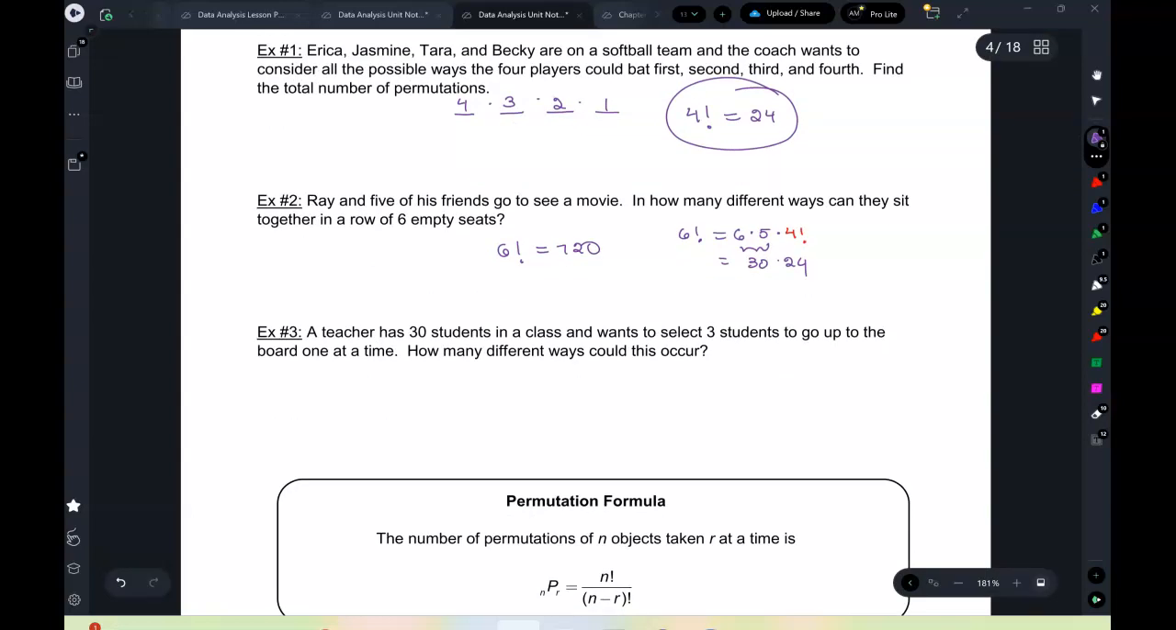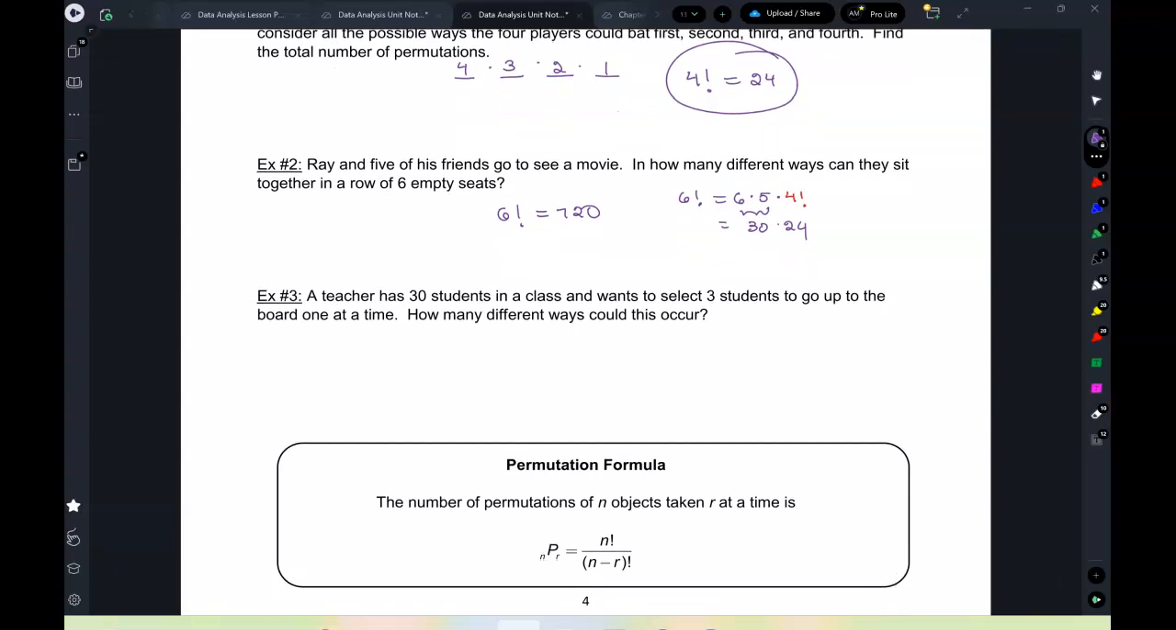All right. A teacher has 30 students in a class and wants to select 3 students to go up to the board one at a time, okay? How many different ways could this occur? So now this is different because the teacher is not calling all 30 people to the board. Only 3 people are getting called to the board. So let's actually write down the slots for this one.